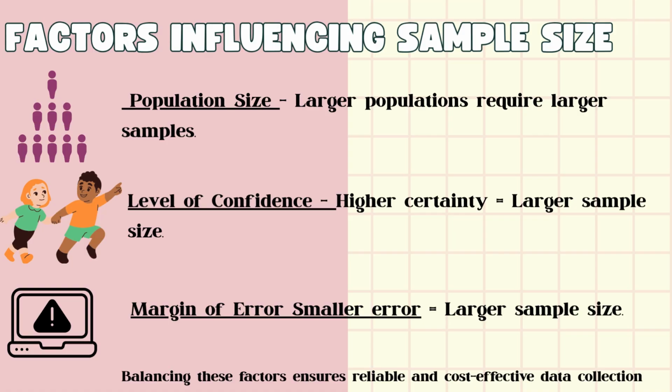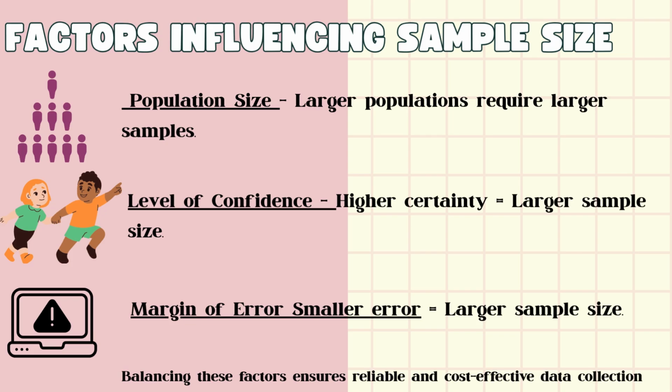A 95% confidence level is the standard in most research, meaning you are 95% certain that the results are representative of the population. For example, if a researcher wants to conduct a survey with a 95% confidence level, they would need a larger sample size compared to a survey with a 90% confidence level. A higher confidence level would require a larger sample to ensure a higher degree of accuracy and reliability of the results. Number three, margin of error.